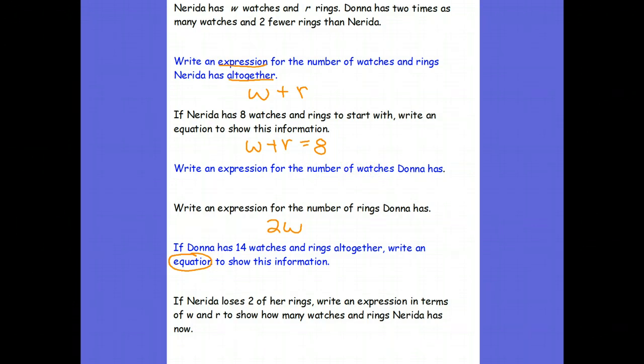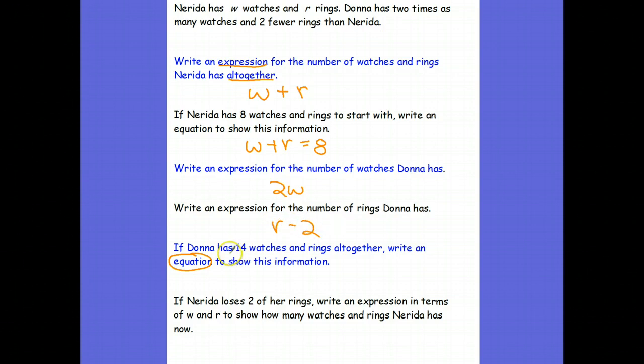I think I better fix up my mistake there. It's not a mistake if you fix it, by the way. Write an expression for the number of watches that Donna has, that's 2W. Write an expression for the number of rings that Donna has. She's got 2 fewer than Nerida, so that's going to be R subtract 2.